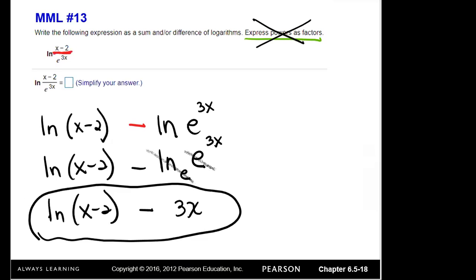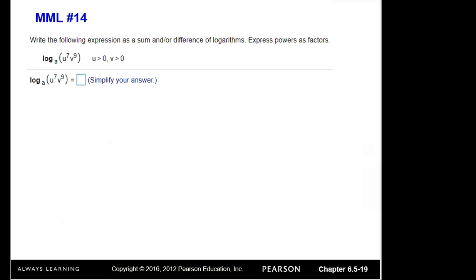Are we having fun yet with the logarithms? Another one.